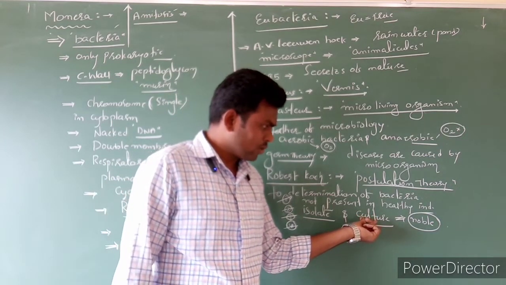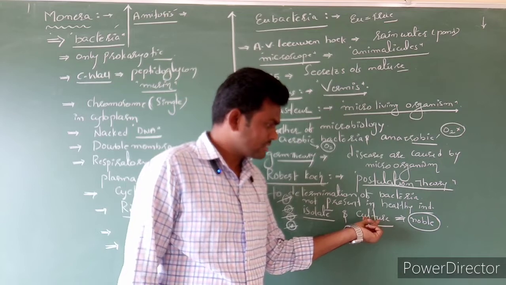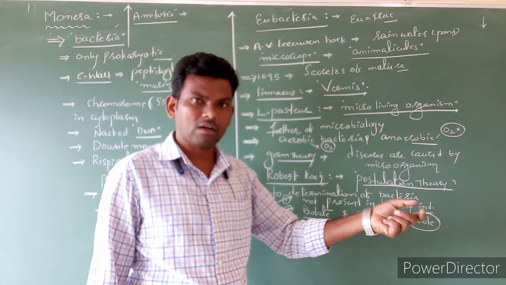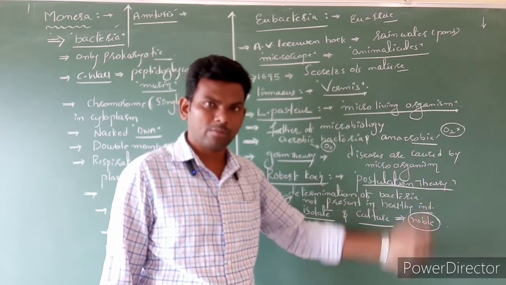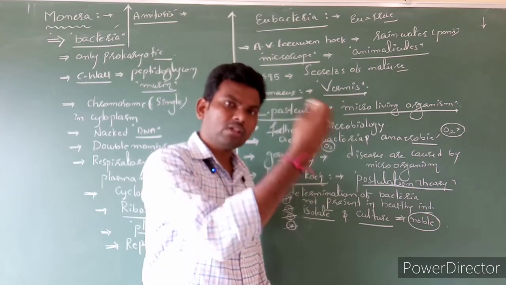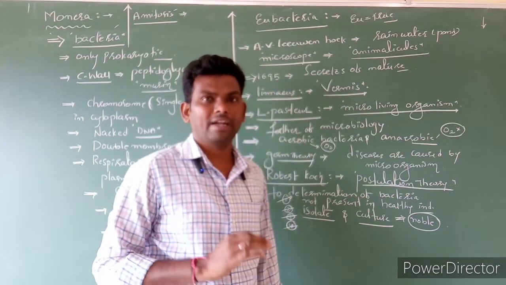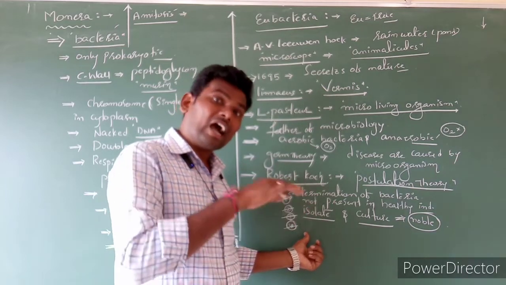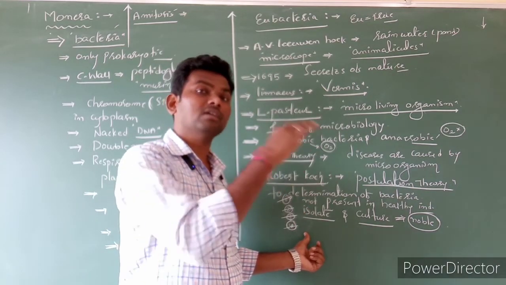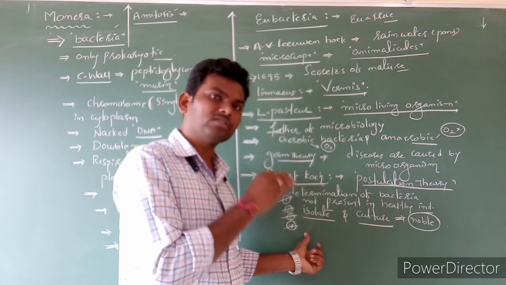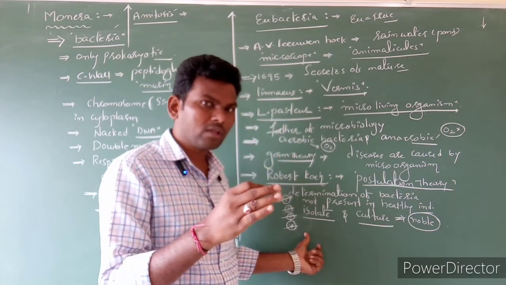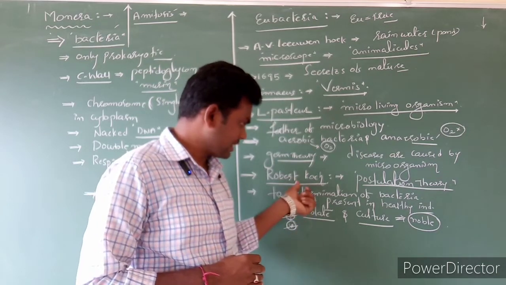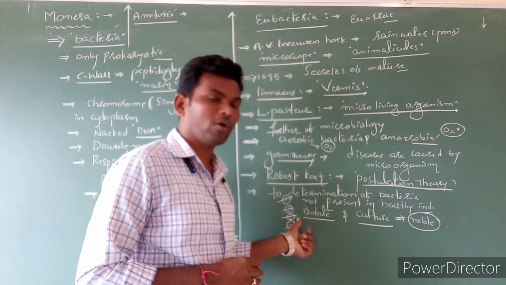Next point: the bacteria that we cultured, if we inoculate or inject them into animals or humans, such individuals will also suffer from disease. Third and last, we can re-isolate the bacteria from that diseased person and they are exactly identical to the original bacteria. So this is the postulation, the criteria for the determination of bacteria.